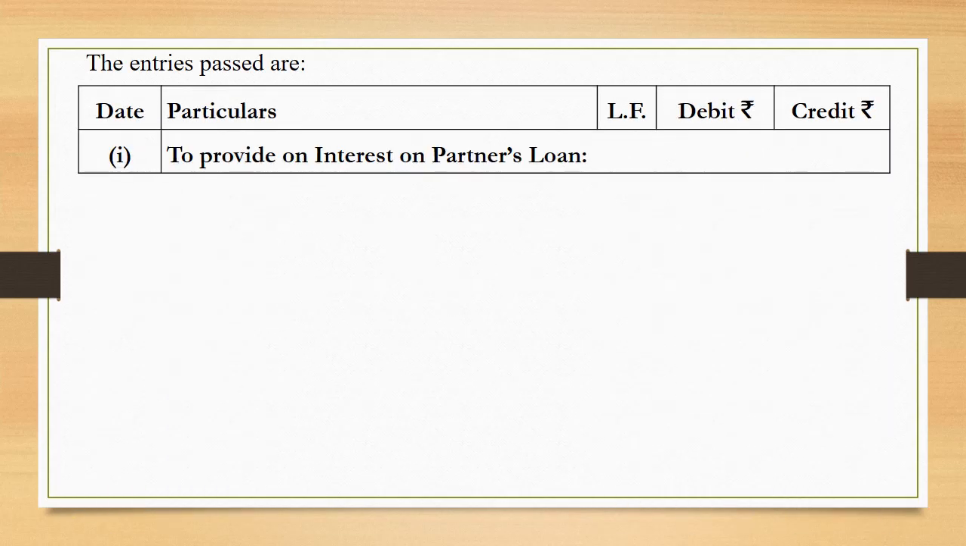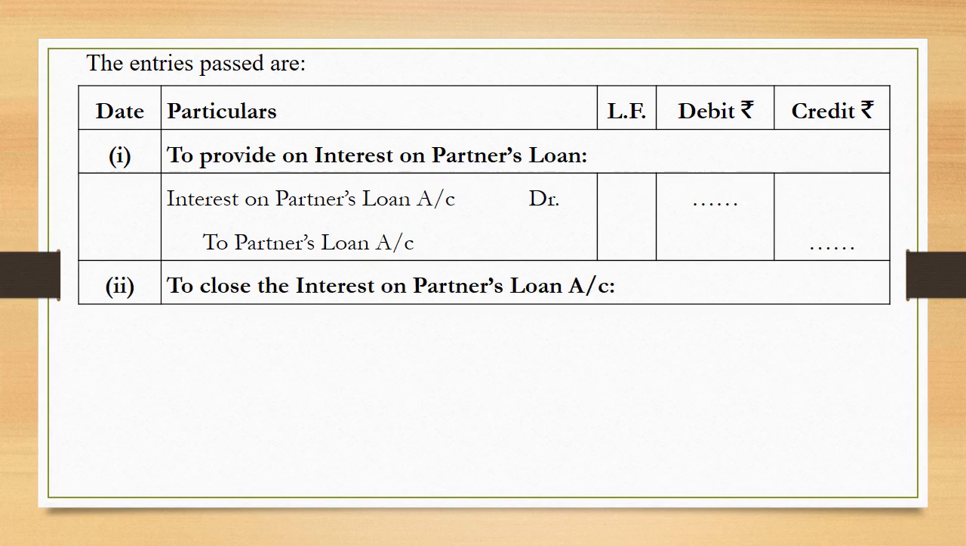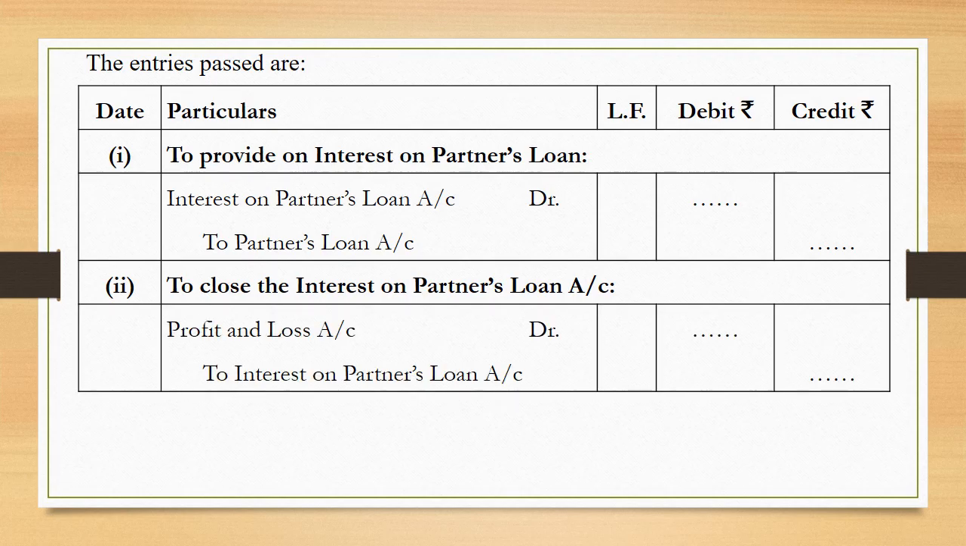The entries that we pass for interest on loan. To provide interest on loan, we know interest on loan is an expense, so debit, and loan account needs to be credited. Entry is interest on partner's loan account debited to partner's loan account. The second entry, when you close this, we already have gone through that interest on partner's loan is a charge against profit, and being a charge against profit, it needs to be debited to profit and loss account. So the entry is profit and loss account debited to interest on partner's loan account.